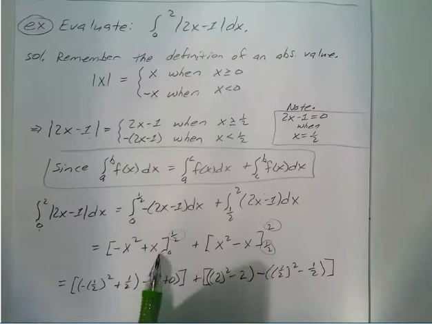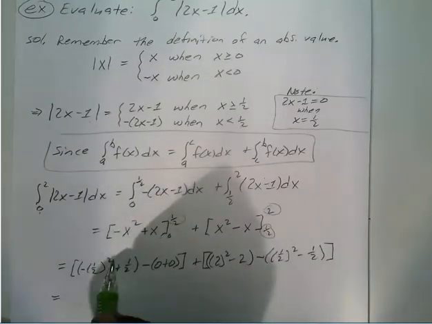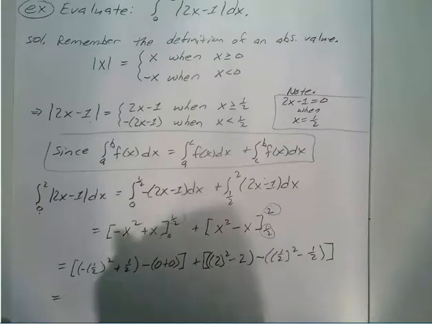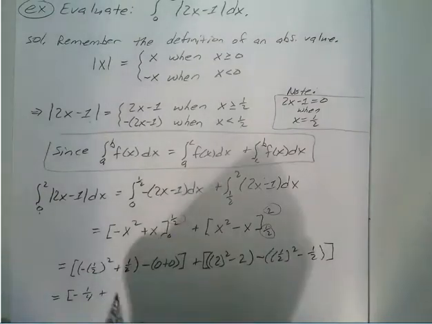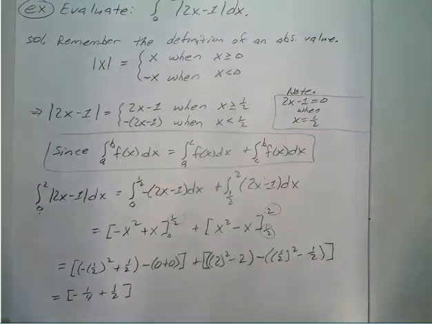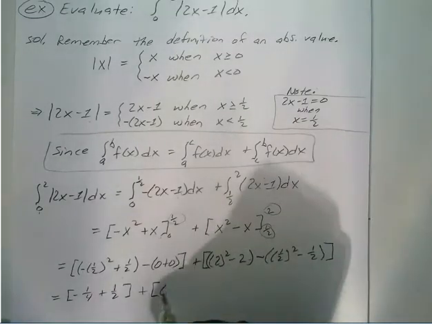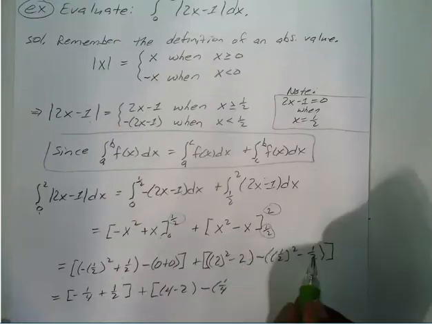So we apply the fundamental theorem here, and here. This is going to equal negative 1/2 squared. Remember, the negative is on the outside, so the 1/2 is the only thing being squared. That's like negative 1 times 1/2 squared, which ends up being negative 1/4 plus 1/2. Then 0 plus 0 is just 0, so we can leave that alone. So plus 4 minus 2, minus 1/4 minus 1/2.